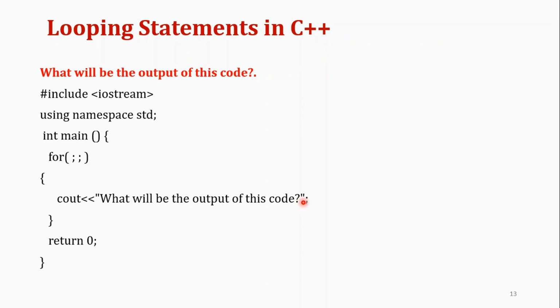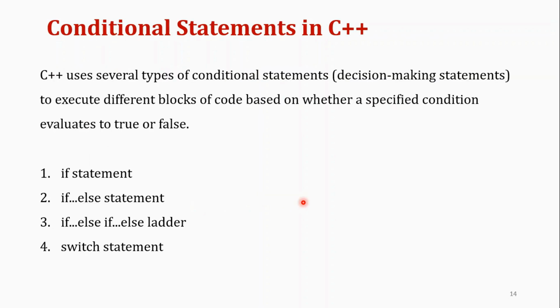Okay. Next, we'll move on to the conditional statements in C++. Conditional means that based on the condition, the program flow will be decided, or we can call these decision making statements. Here in C++, we have 4 possible decision making statements. The first one is simple if, the second one is the if else statement, the third is the if else ladder, and the last one is the switch case statement. So let us see them one by one.